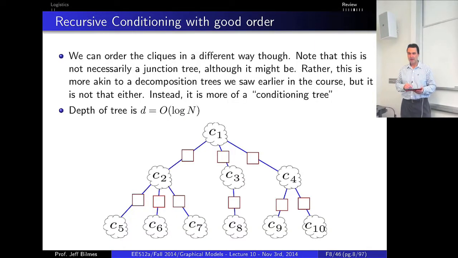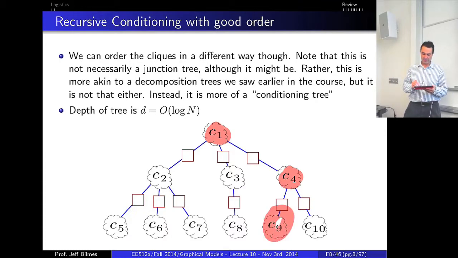with lower tree width. And the idea of recursive conditioning is to, once we've conditioned on C1, and then we condition on C4, namely we've instantiated the variables in C4 and C1, then we only have left in these lower leaf nodes of this tree to instantiate the variables that are in C9 but not in C4 and C1. Okay? So this need not be a junction tree, right? This doesn't need to be a junction tree.